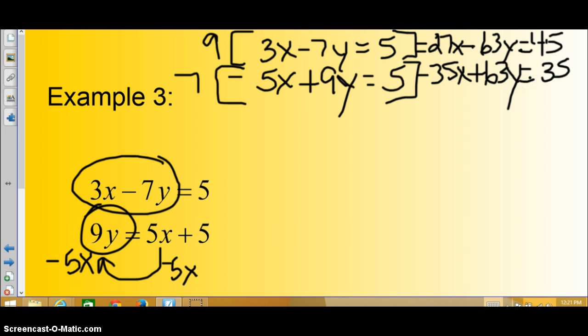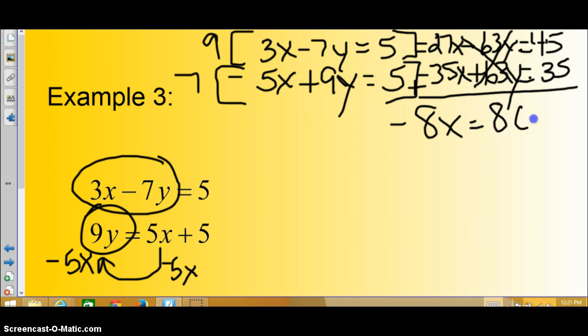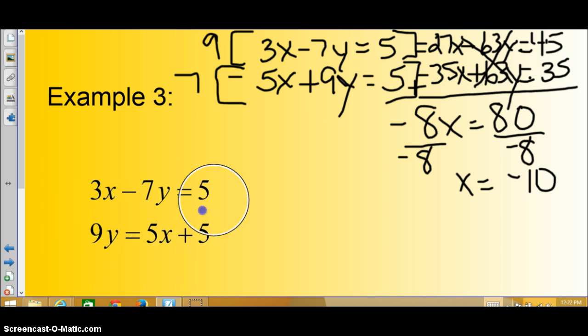Again, we're adding these equations together. So we've got a 27x plus a negative 35x is going to be negative 8x. The y has now been eliminated. We've got 45 plus 35, which is 80. Divide out that negative 8. X is equal to negative 10. Now again, you can take these back into the original equations. They're a little bit smaller numbers, which is nicer.